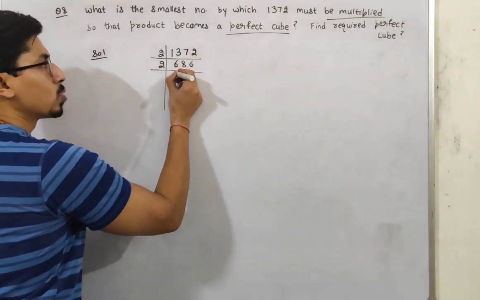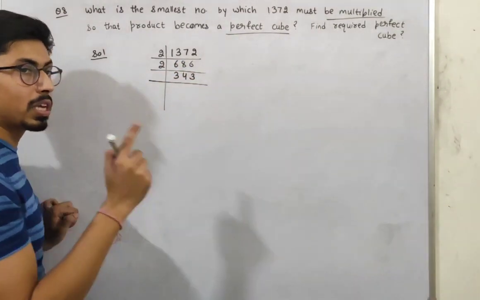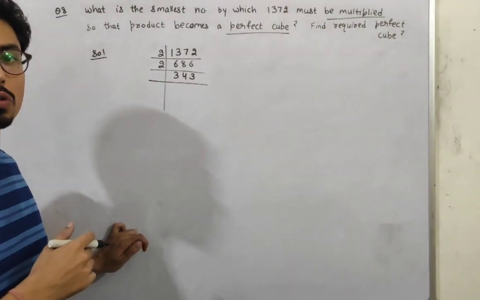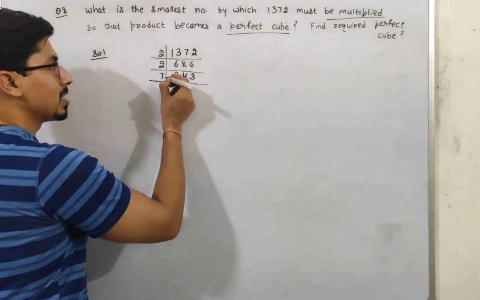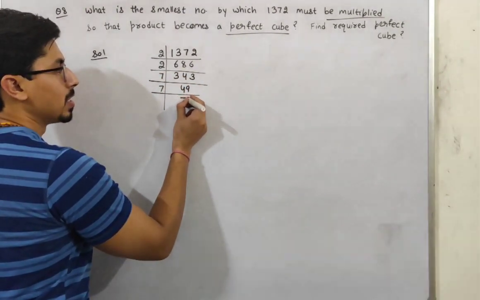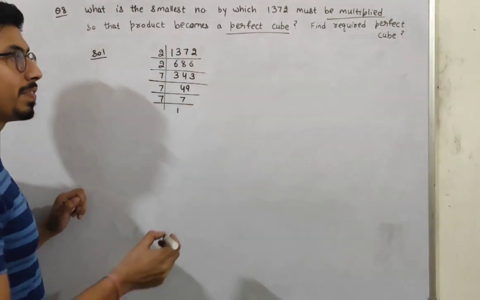Now take 2 again. So it will be 343. We know that 7 cube is 343, students, as we have discussed earlier in our previous questions. So I just take 7 here. So it will be 49. Again 7, it will be 7 and again 7. Okay, so I can write this 1372, students.